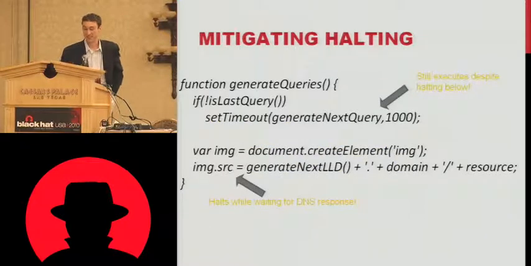Now, once again, this takes us back to that little technique I was showing earlier with the set timeout. Now we've changed from creating an anchor element down at the bottom to an image element. And once again, when we set image.source here, it's going to send out the DNS query, but then it's going to halt. Well, in this case, it's not going to matter because it's going to call generate queries again, and it's still going to continue down and generate the next LLD at the bottom. And you're going to go ahead and send out your next packet. What you're going to do is build a little queue of halted threads until they time out in the end.